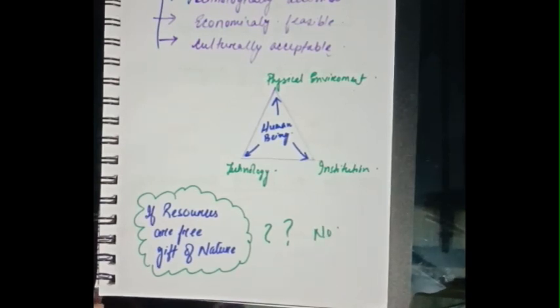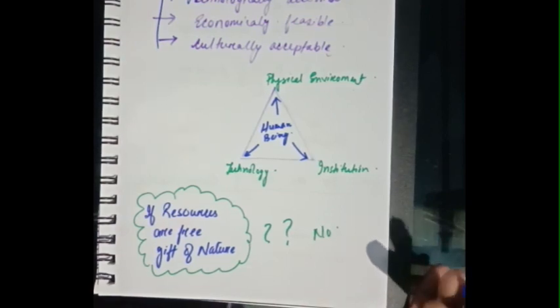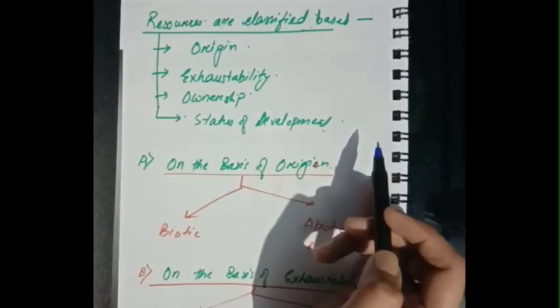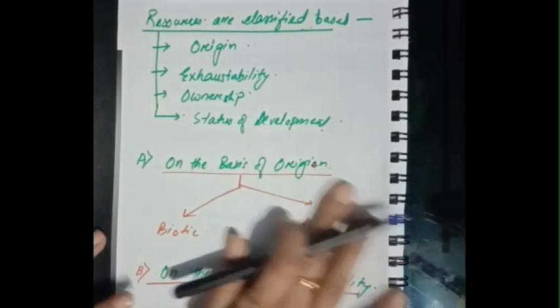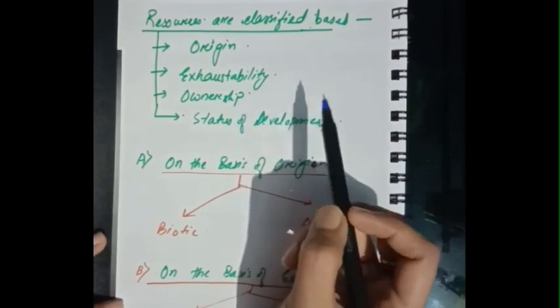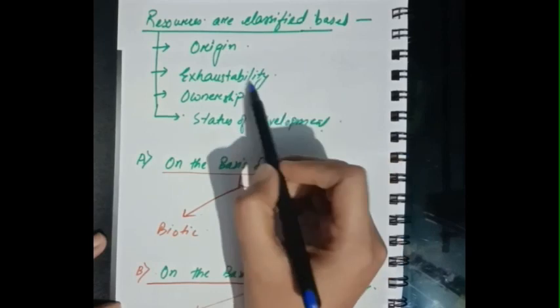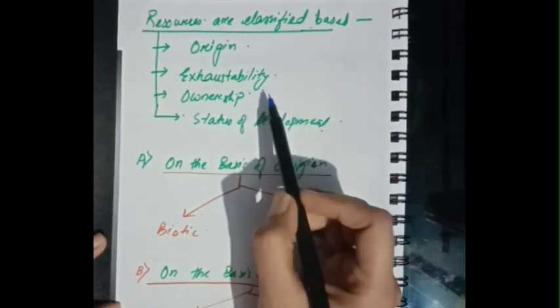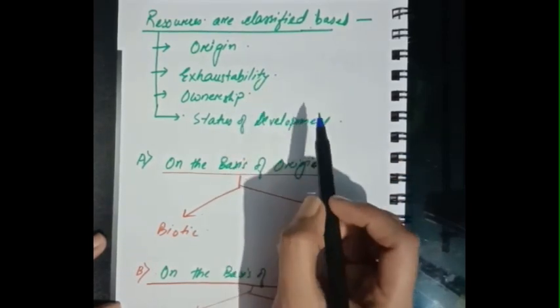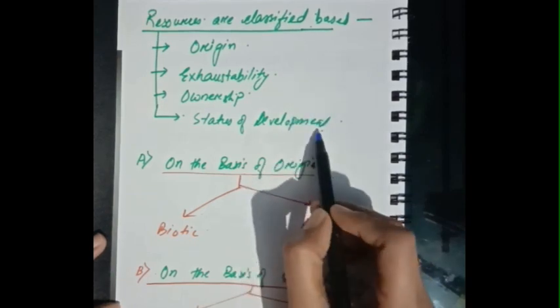So, by now, we have come to know how important resources are even in our daily life. So, let us further learn about the types of resources and their importance. Resources are classified based on various divisions. First, based on origin, based on exhaustibility, based on ownership, and based on the status of development.